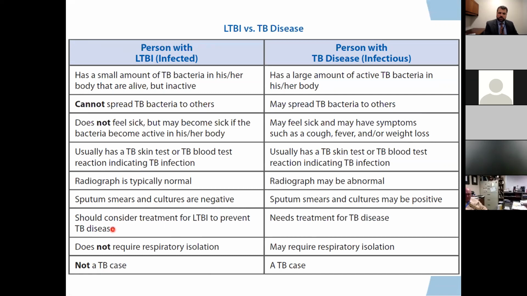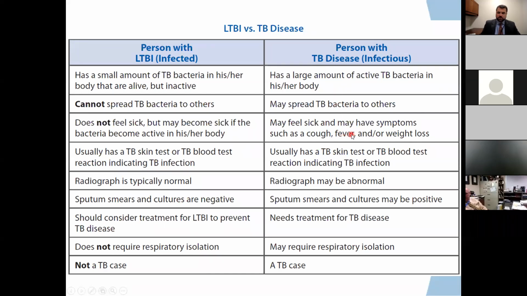If you treat them for latent TB, then they wouldn't have to worry about having TB later in life and having it come out and become active and being a health risk to other patients in the nursing home or other patients sometime later in life. So latent TB does not require respiratory isolation, but active TB, they have a large amount of TB. They're spreading it to others.